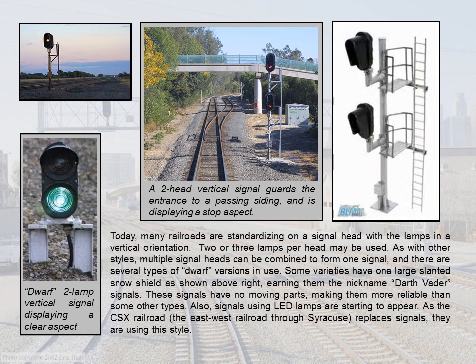Today, many railroads are standardizing on a signal head with the lamps in a vertical orientation. 2 or 3 lamps per head may be used. As with other styles, multiple signal heads can be combined to form one signal, and there are several types of dwarf versions in use. Some varieties have one large slanted snow shield as shown above right, earning them the nickname Darth Vader signals. These signals have no moving parts, making them more reliable than some other types. Also, signals using LED lamps are starting to appear. As the CSX Railroad, the East-West Railroad through Syracuse, replaces signals, they are using this style.